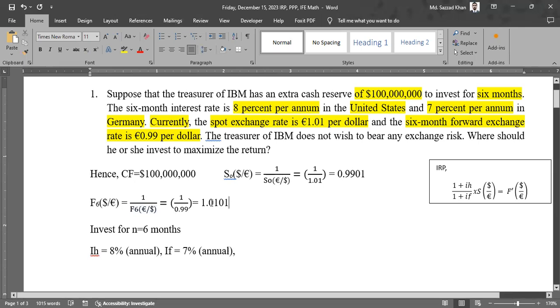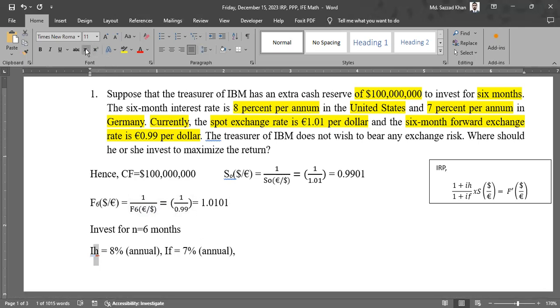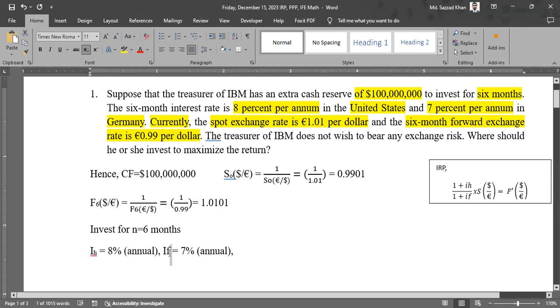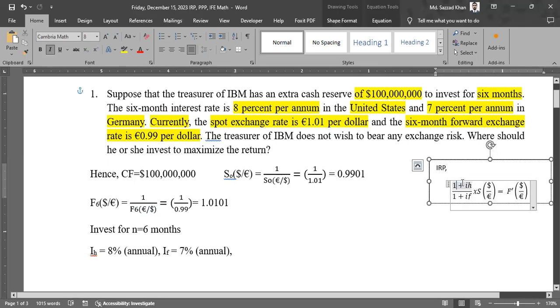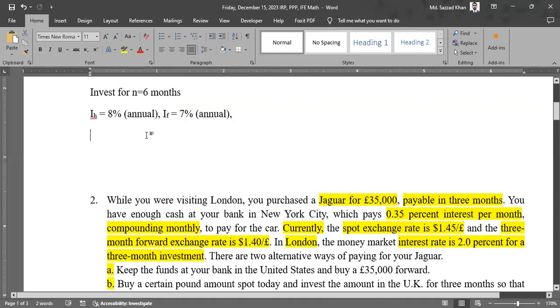To see whether there is a covered interest arbitrage available in here, we need to find out whether the efficient forward rate is equal to the market's available forward rate. We need to check that, okay? Now we're going to check. So how we can check? Simply use this thing, okay?